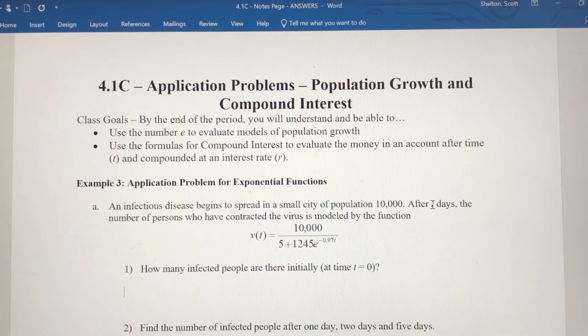All right, so let's look at some applications of the exponential functions, okay? Some of these will have a base of e and some of these will not, all right? But we will show how the exponential functions can be used to solve real-world problems, okay? First one we're going to look at is population growth, all right?